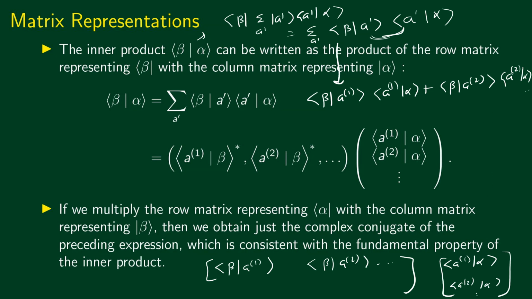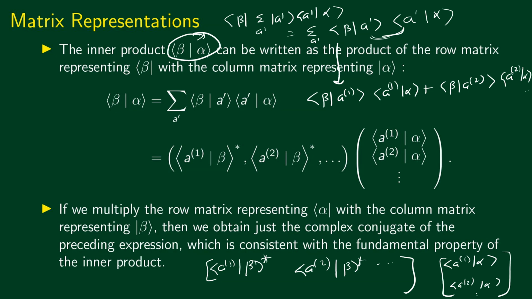This means that the inner product bra beta ket alpha can now be represented by a multiplication of a row matrix and a column matrix. The elements of the row matrix, bra beta ket a1, can also be written as bra a1 ket beta star. Similarly, this can be written as bra a2 ket beta star. So the inner product can be written as a product of a row matrix and a column matrix.